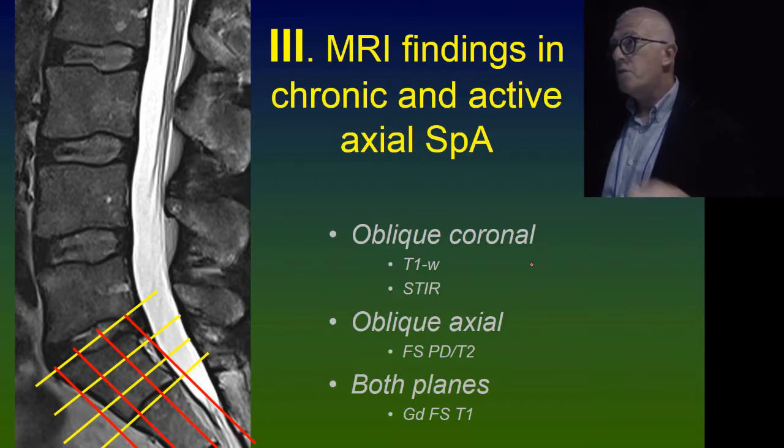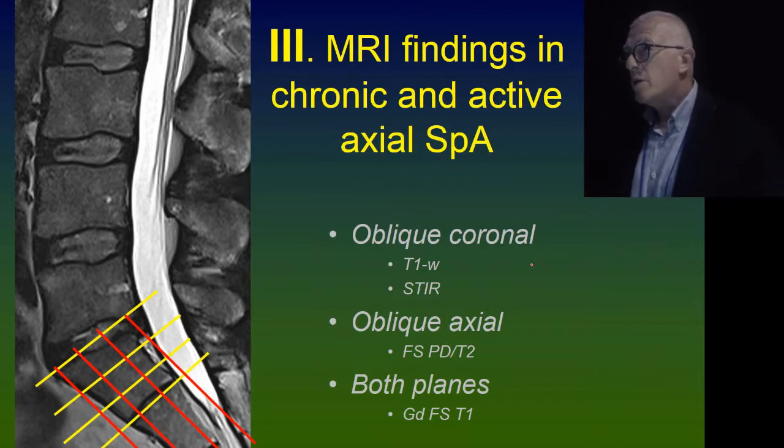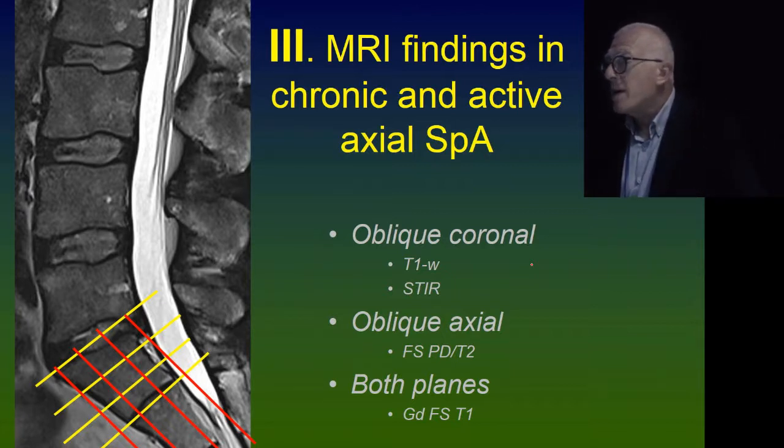I need to have different physics in order to get rid of any possible artifacts. So I suggest for you to use T1 in oblique coronal, STIR oblique coronal, and fat-suppressed axial, oblique axial images. In case that we inject contrast, we need both planes.